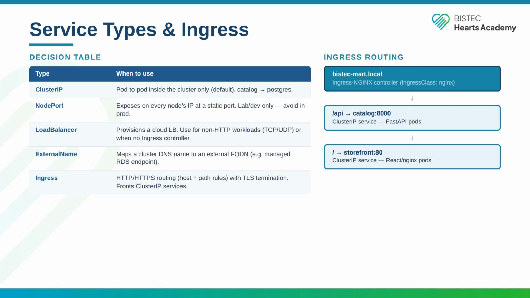ExternalName maps a cluster DNS name to an external FQDN. Use this when migrating a service out of the cluster, and you want internal consumers to keep using the same hostname during the transition. Ingress is not a service type. It is a separate resource. An Ingress controller watches Ingress resources and configures HTTP routing rules. In our lab, NGINX handles this. BISTEC Mart local API routes to the catalog ClusterIP service, and BISTEC Mart local routes to the storefront. TLS termination happens at the Ingress controller.